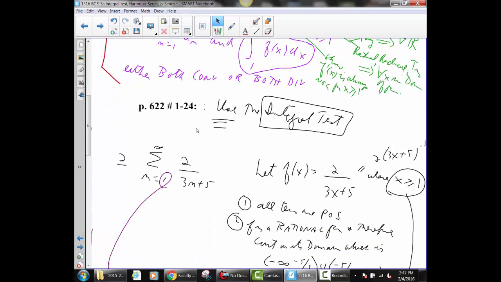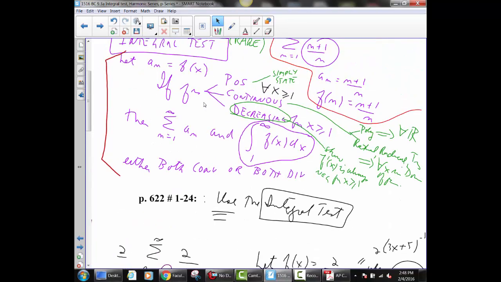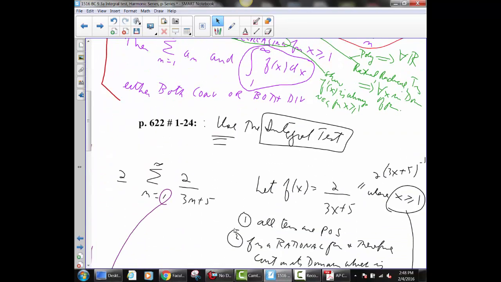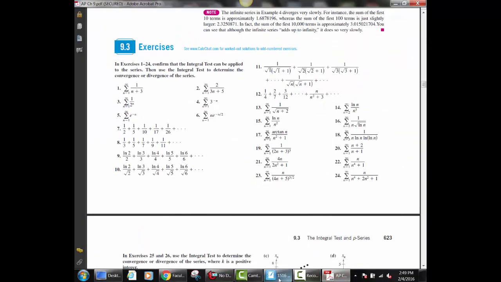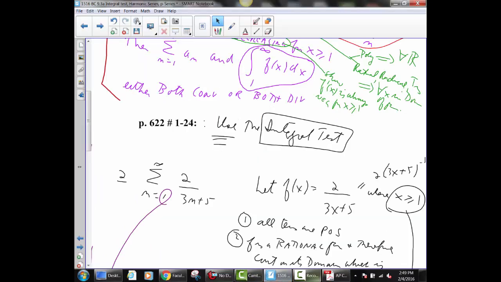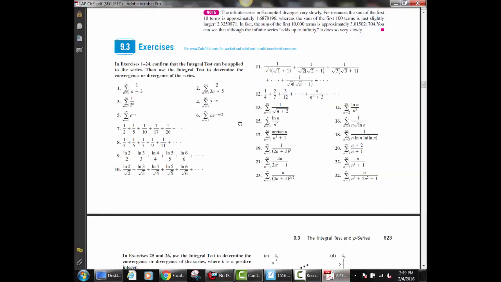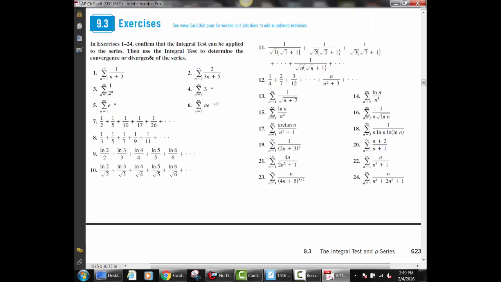So let me pause for a second. Okay, so if you look at page 622, which is this page right here, and we are looking at numbers 1 through 24. Let me make that a bit bigger. It says in exercises 1 through 24, confirm that the integral test can be applied to the series.